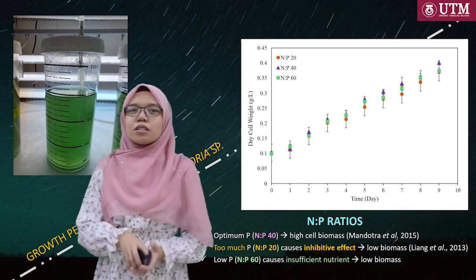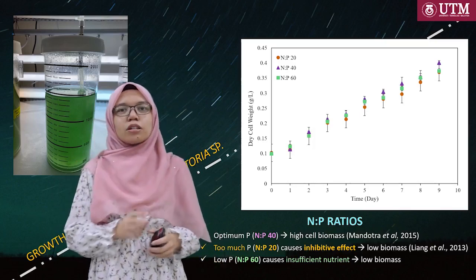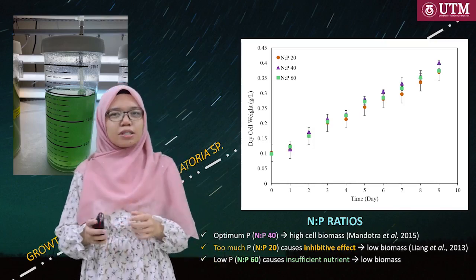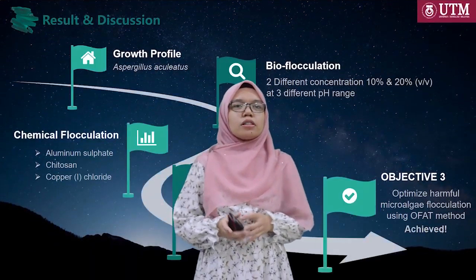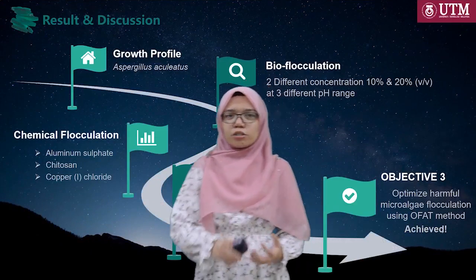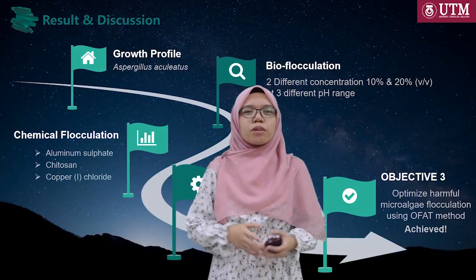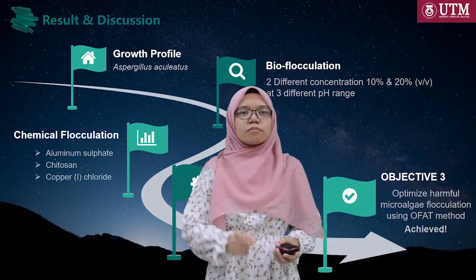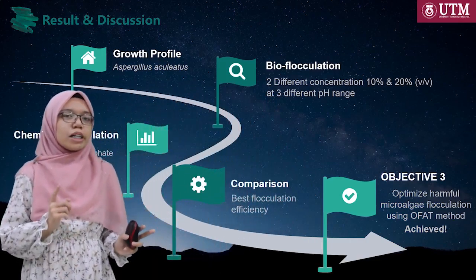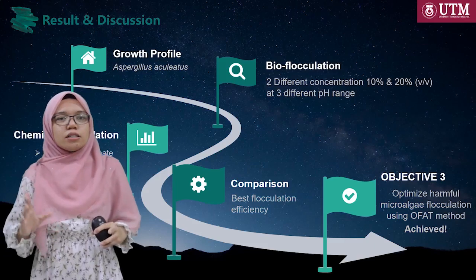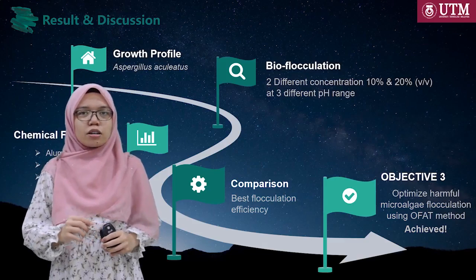With that, the objective is successfully achieved, as the growth performances of freshwater microalgae in a 2 liter photobioreactor have been studied. Up until now, 2 objectives have been successfully conducted, which now is the time to achieve objective 3. The flow began with the study of growth profile of the bioflocculant, Aspergillus acaulitus. And at last, the comparison of flocculation efficiency between fungal and chemical was done, achieving the final objective in optimizing harmful microalgae population using OFACT.